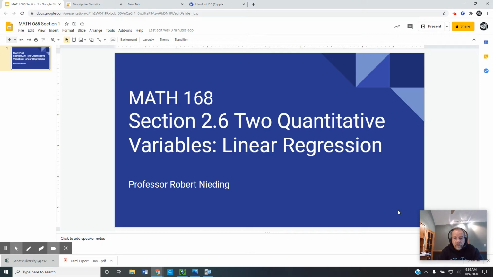Today we're covering section 2.6. We're going to do the quantitative variable, and we're going to speak specifically about linear regression. So, as normal, you'll want your calculator on hand and probably access to StatKey at the same time. I think we'll jump back and forth a little bit.